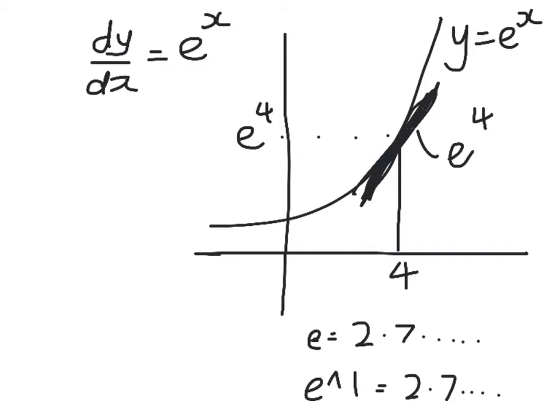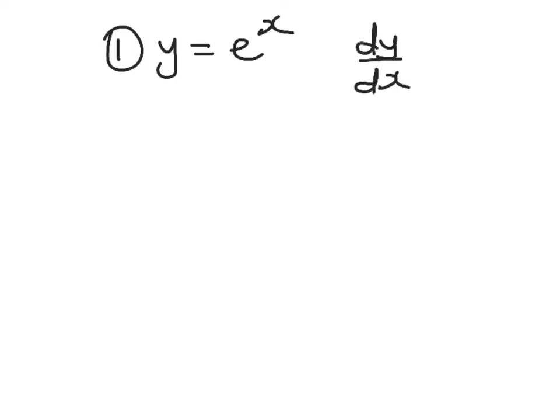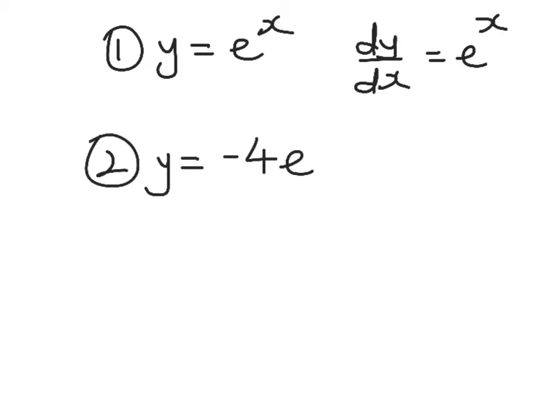On the next couple of slides, I'm going to go through those four questions. The first one was just y equals e to the power of x, and we've done that already. dy by dx is equal to e to the power of x. Now the second question was y is equal to negative 4e to the 35x plus 2.